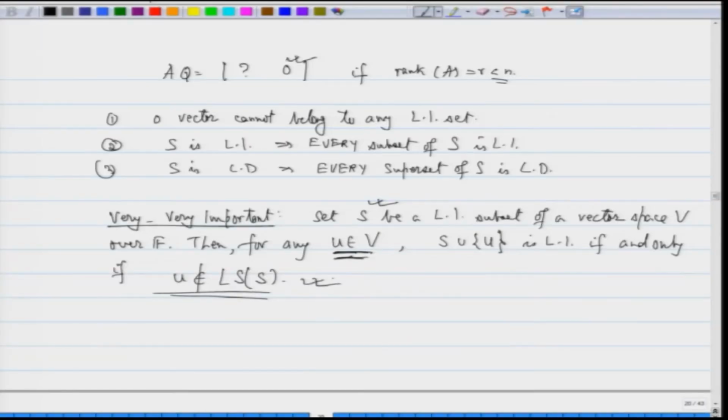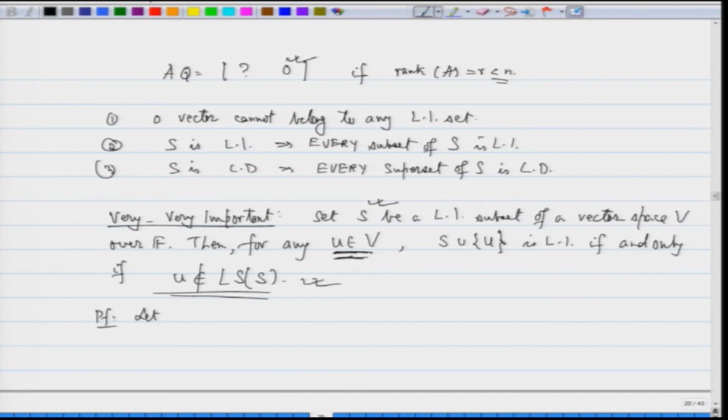Fine. The idea is very simple, that I start with a single vector, which is a non-zero vector. Then we have already seen that a single vector which is non-zero is linearly independent. I want to add a vector so that the new set having two elements is linearly independent. What this theorem tells me is that you have to only choose those vectors which do not belong to the linear span. Fine, that is very important. So, let me prove it for you, proof.